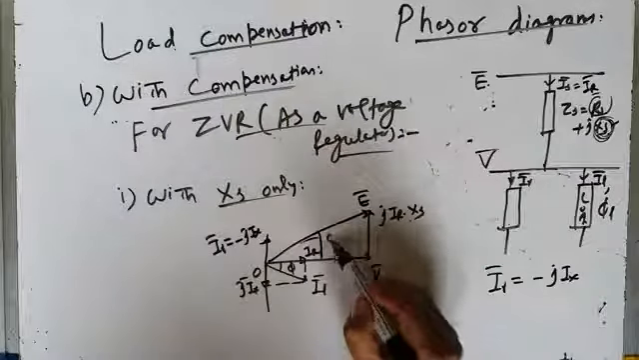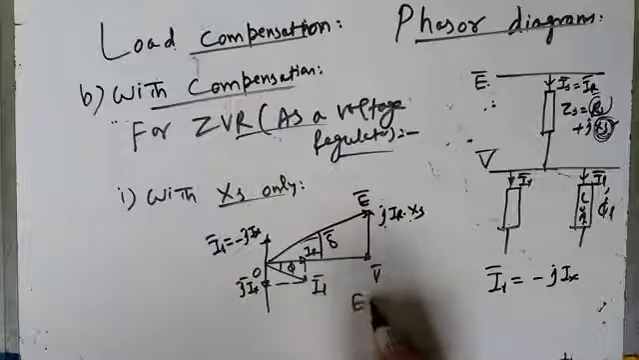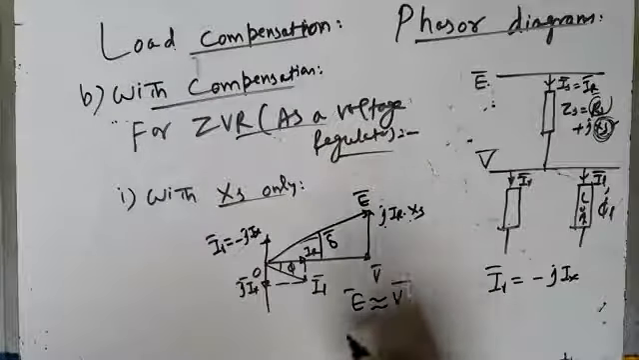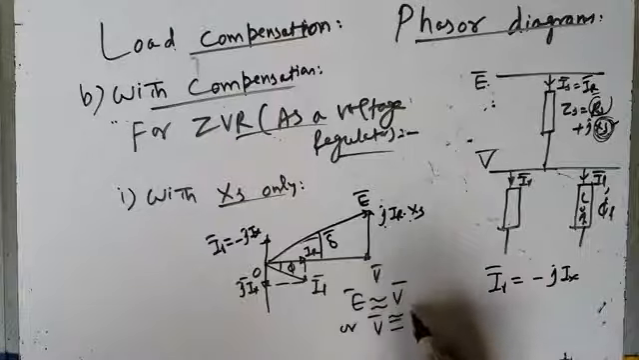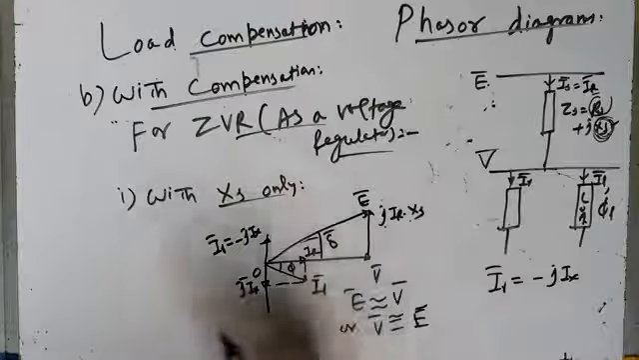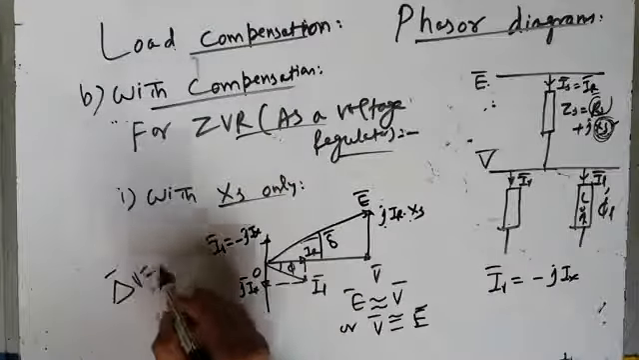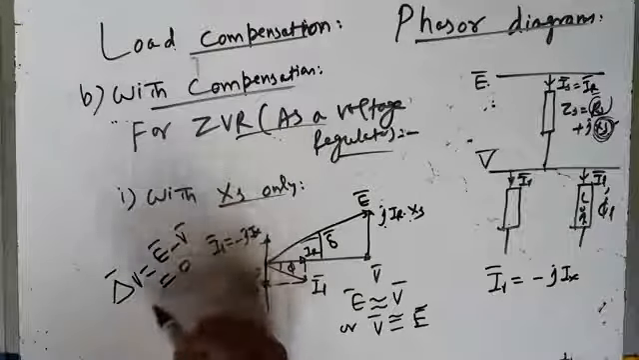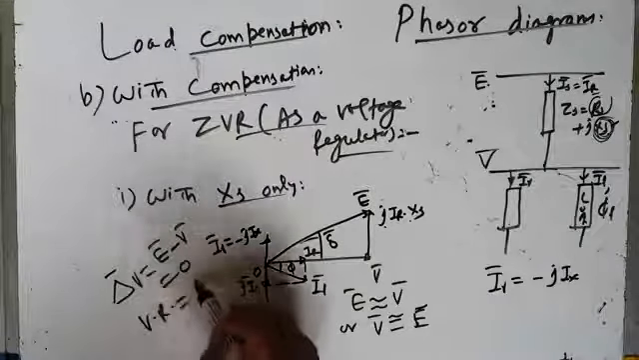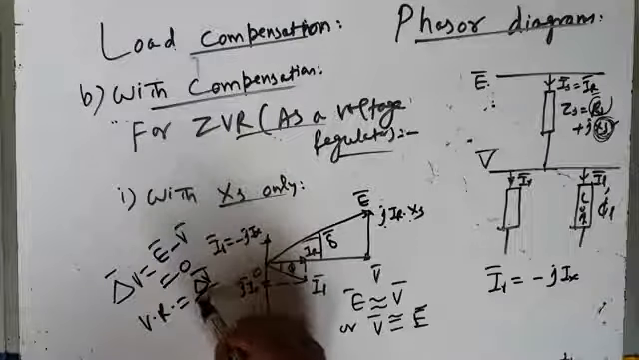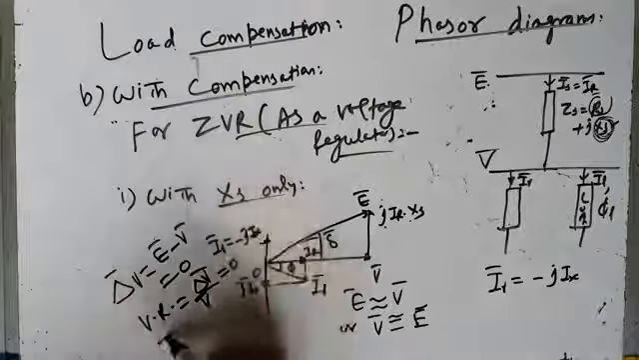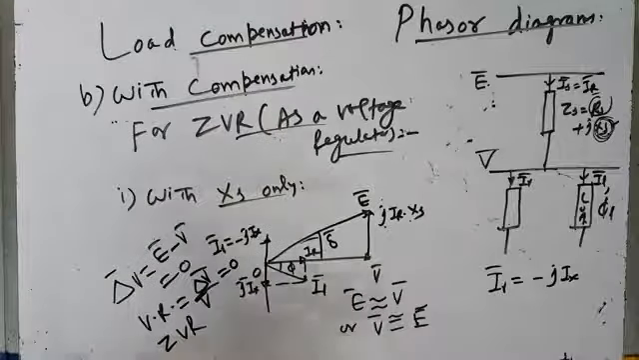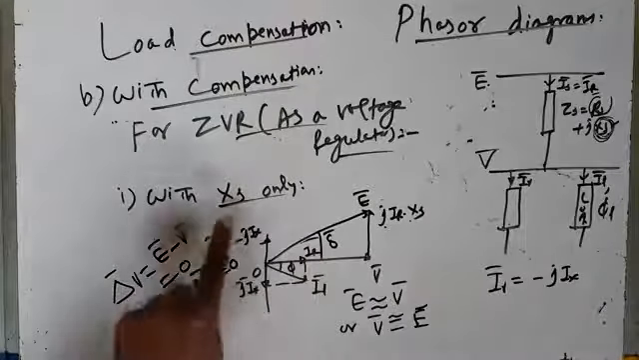E leads V by delta, and you can see E is nearly equal to V, or V is equal to E. So when V is equal to E, what is the voltage drop? Delta V. Delta V is E minus V, it is equal to 0, and percentage voltage regulation is delta V by V. Since delta V is 0, voltage regulation is 0, so you get 0 voltage regulation. This is explained by this phasor diagram with XS only.